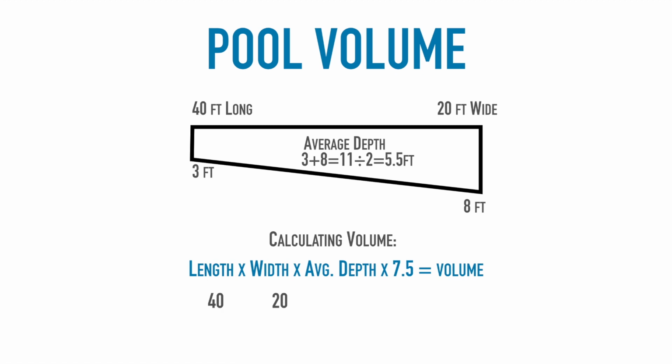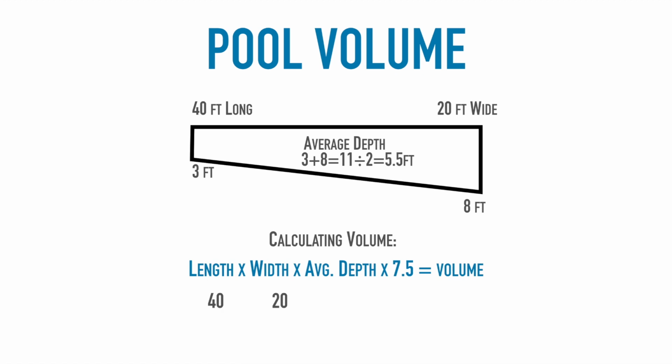So in this situation, the shallow end is 3 feet, the deep end is 8 feet. If we take 3 plus 8, that gives us 11. We take 11, divide it by 2, and that gives us 5.5 feet, which is going to show us our average depth in this situation.